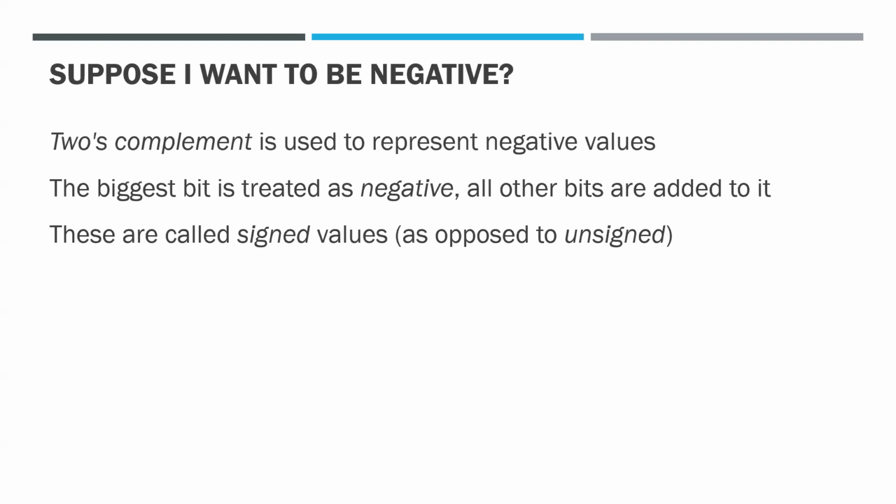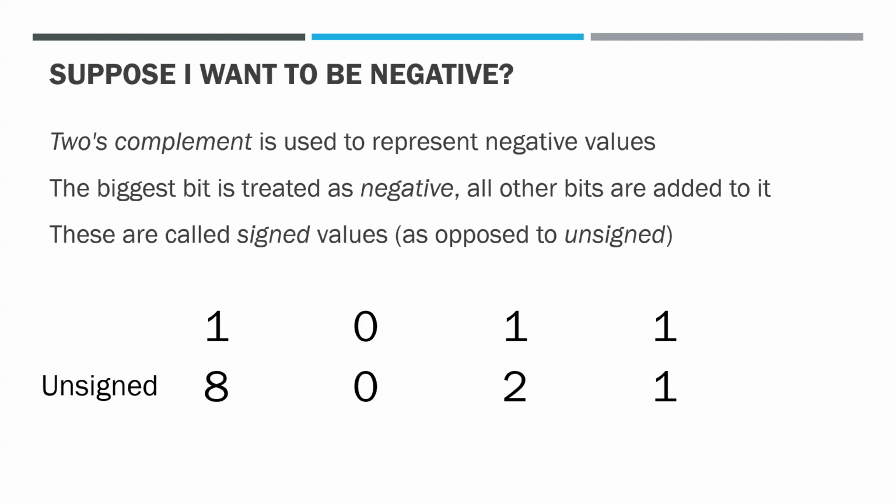So let's take an example here real quick. Here's our sample binary number again, 1011. Now, what we did before is we were treating it as an unsigned value, so all the bits are positive here. So that's an 8, 0, 2, 1. Add them up like we did before, and you get 11. So the unsigned value associated with that 1011 number is 11, just like we saw before.